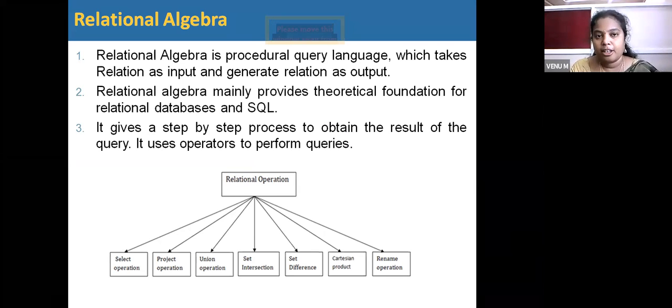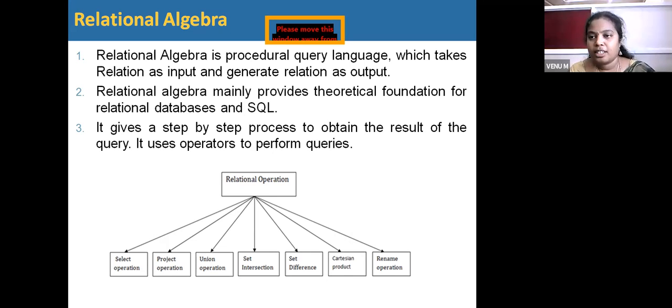Here, a relation is nothing but a table. So one table as an input, and the result is given as an output table. Here it mainly provides theory, not practical implementation. What is the step-by-step procedure to obtain the results? By using some symbolic notations only, we have to represent these queries. The same SQL queries can be represented using symbolic notations. So what are the symbols you have to use and how does it represent? Meanwhile, you have to observe.